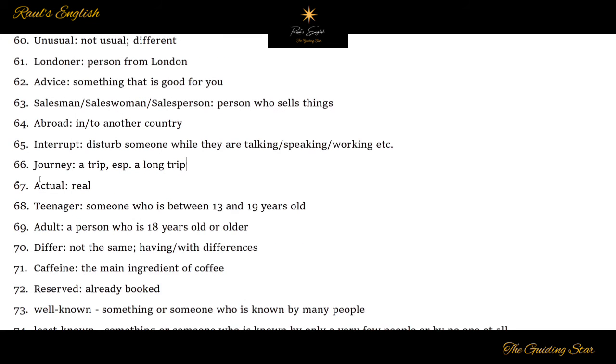A short trip is not a journey. Suppose you go from your house to the mall or to the supermarket, that is not really a journey, it's just a trip. Right, but if you're going a long way, that is a journey. Actual is real. Teenager is someone who is between 13 and 19 years old. Adult, a person who is 18 years old or older, or in some countries it's 17, depends where you are.